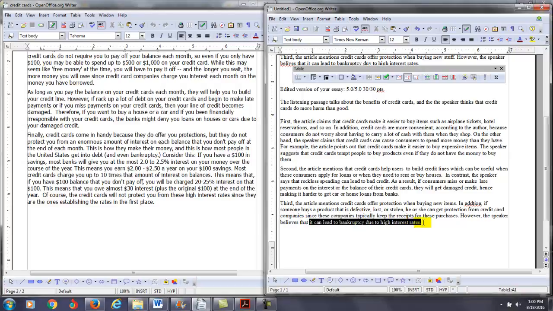I would probably say something like this: the speaker believes that even though credit card companies do offer protection regarding the purchase of new items, these companies do not protect consumers from the high interest rates on these credit cards. That's probably what you need to say there. I think that's important.